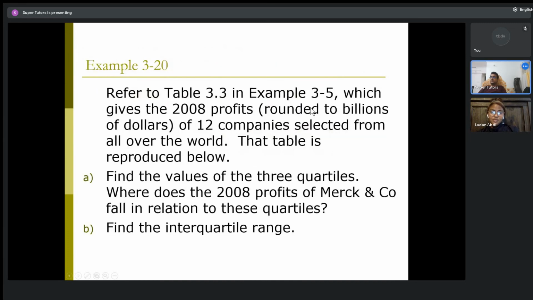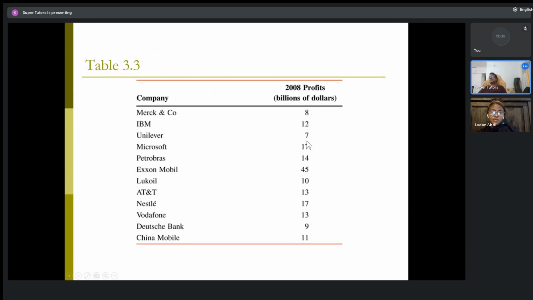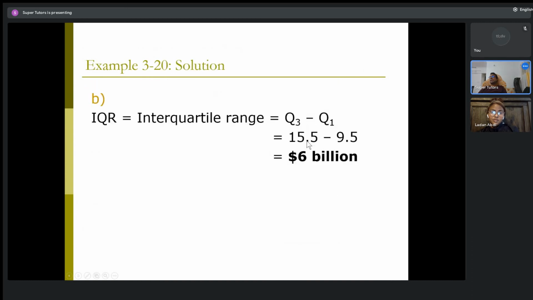Perfect. And last question is the simplest. Find the interquartile range. So all you have to do is Q3 minus Q1. Right? Yes.